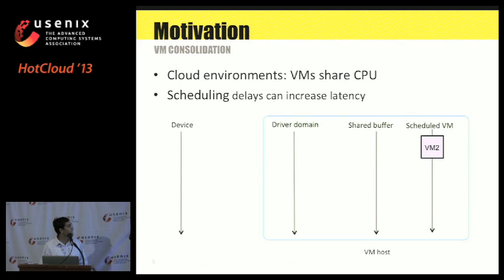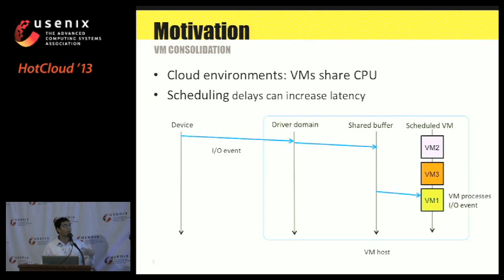When a device sends an I/O event to the driver domain, or whatever the VMM layer component is responsible for handling the I/O on behalf of the VM, the driver domain gets the I/O event first, and it goes to some shared location on the shared buffer or some shared bus. But at this time, the target VM may not be scheduled on the physical CPU, so it cannot process this I/O event.